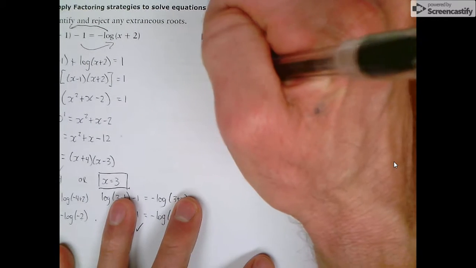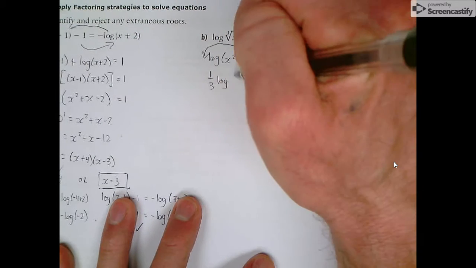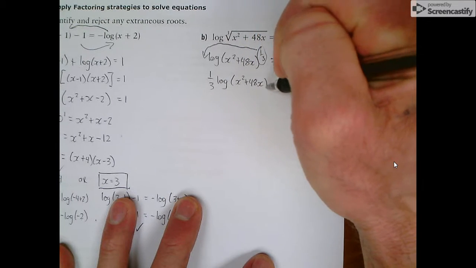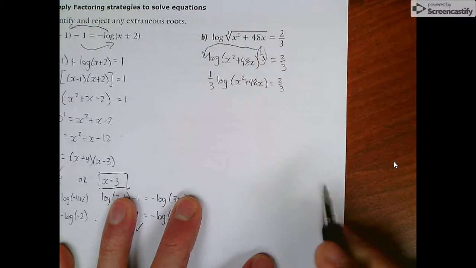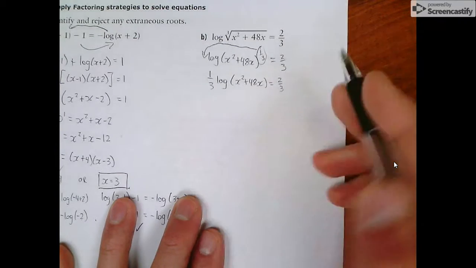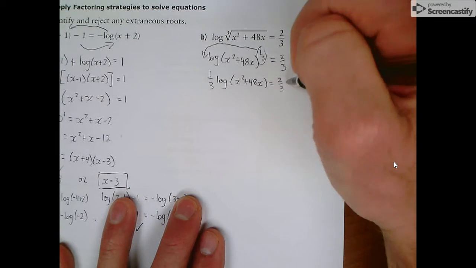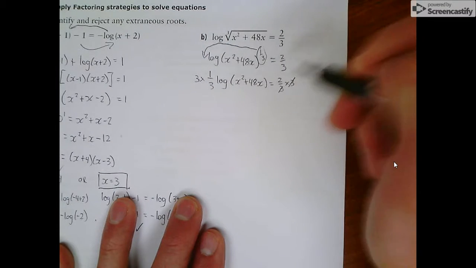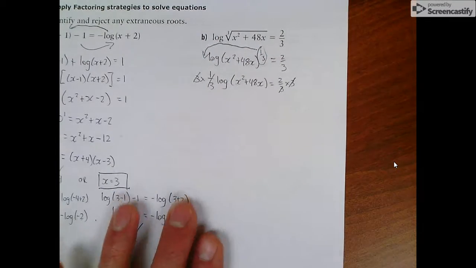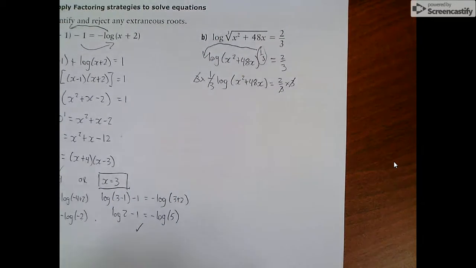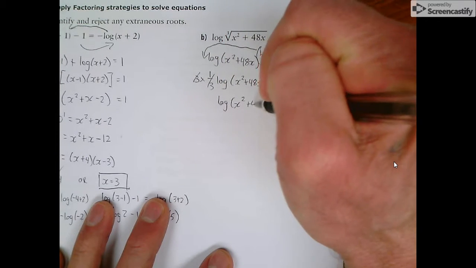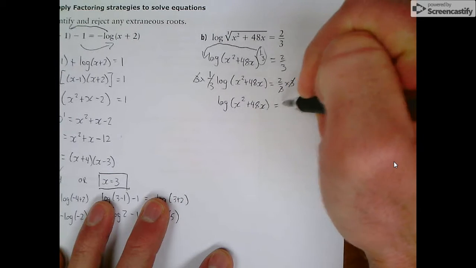And this results in 1/3 log of x squared plus 48x is equal to 2/3. And since we've got a 1/3 and a 2/3, I'm going to multiply both sides of this equation by 3, just so that I can eliminate some of these more complicated looking fractions, resulting in something a little bit easier on the eyes, which is the log of x squared plus 48x is equal to 2.